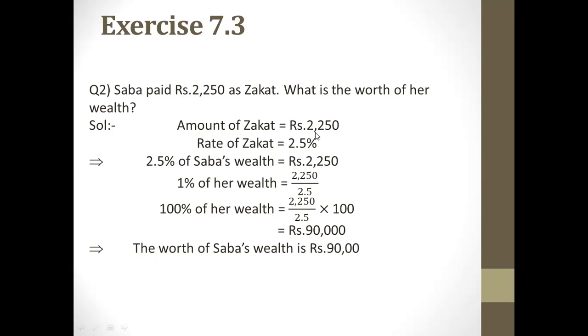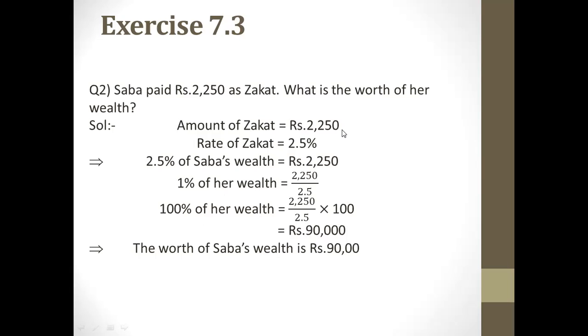So the amount of zakat is 2250 and the rate of zakat is fixed at 2.5%. So 2.5% of Sabah's wealth is rupees 2250. 1% of her wealth, this is just like the question which we already solved in exercise 7.1, is 2250 divided by 2.5. So 100% of her wealth is 2250 divided by 2.5, multiplied by 100. So we get rupees 90,000. So the worth of Sabah's wealth is rupees 90,000.